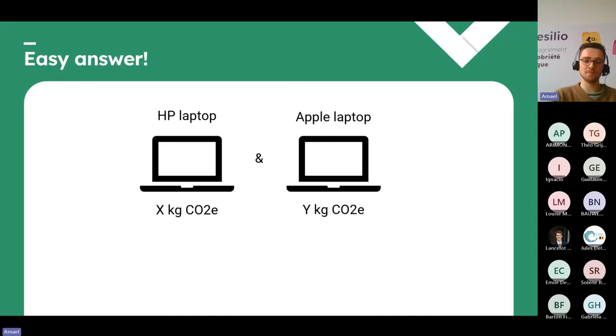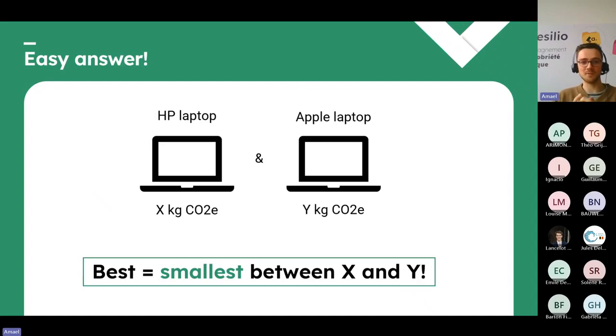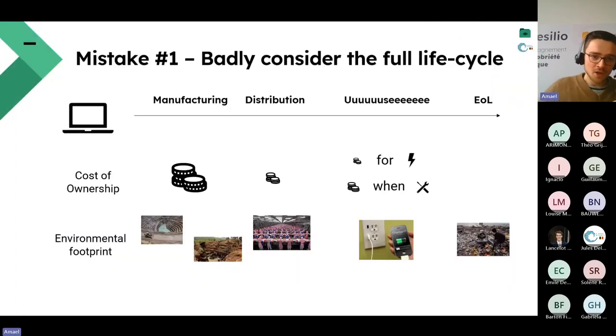So easy answer, I just need to pick the smallest between both tags, which is of course completely wrong. Why is that? First point, because as I said, we want to avoid the short-sighted vision. As for costs, we want to consider the full life cycle. We will have costs all the life cycle long. Same for environmental footprint. We will have footprint all the life cycle long. So we need to consider both of them.